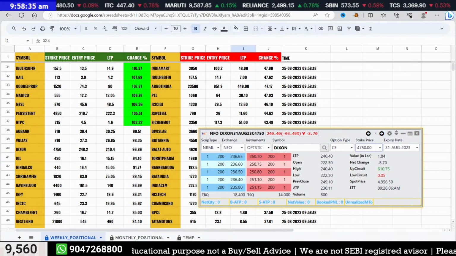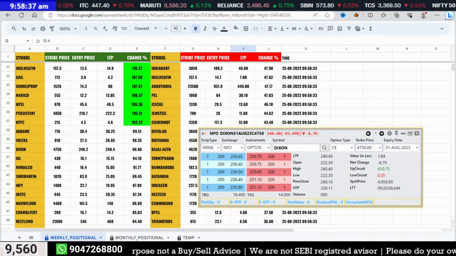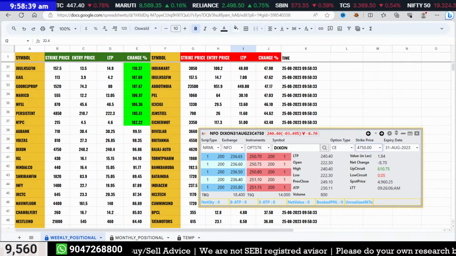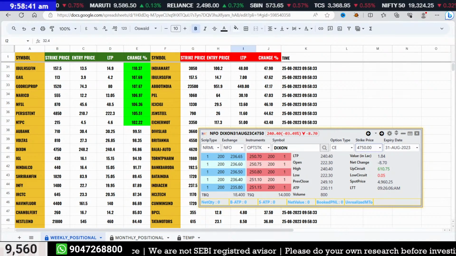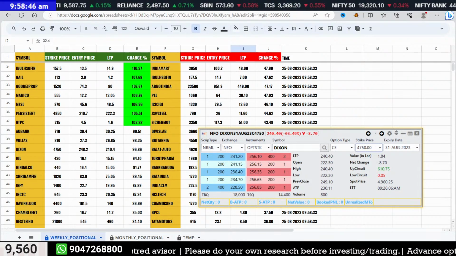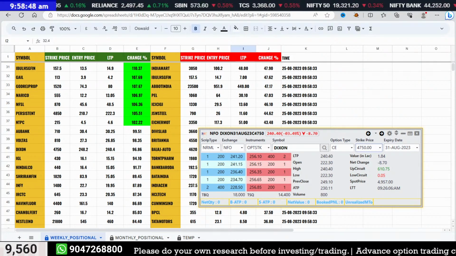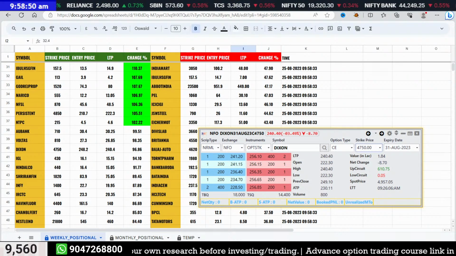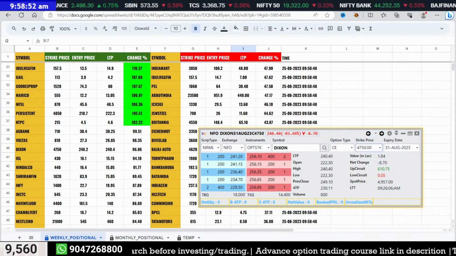To 436 250. So look at this. The volume is only 4 contracts. Okay, 200 lot size, 800 volume, only 4 lots traded, and 241 to 256. Even if it came to our scanner, we are not going to take it. We are ignoring that. Why? Because it is low liquid.